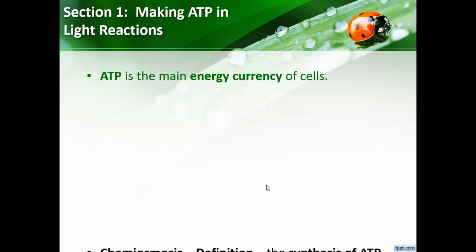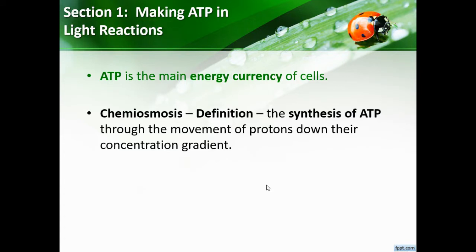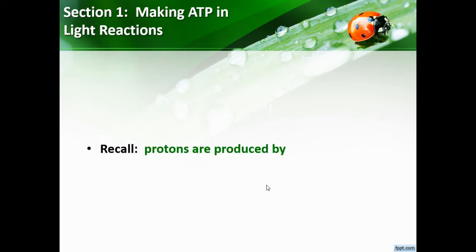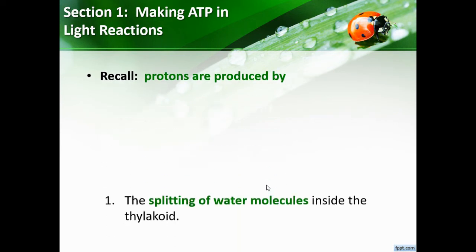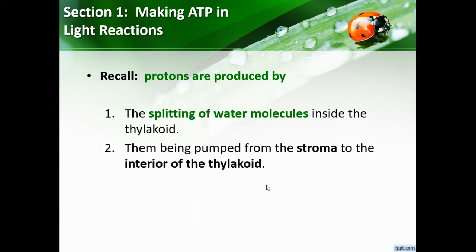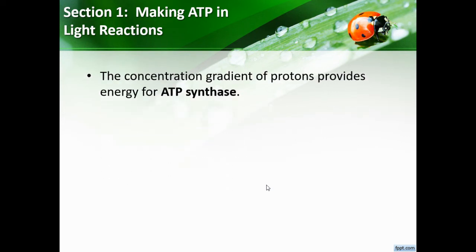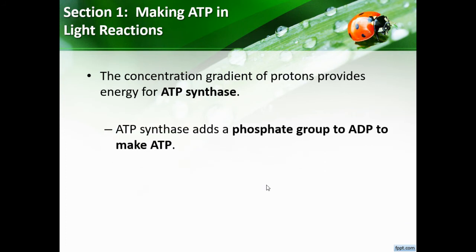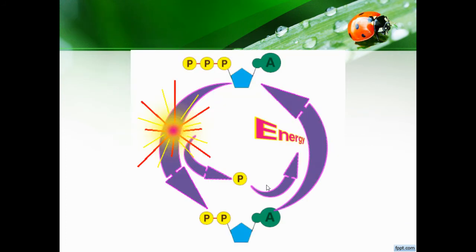ATP is the main energy currency of cells, and chemiosmosis, from our vocab, is the synthesis of ATP through the movement of protons down the concentration gradient. Now recall that protons are produced by splitting water molecules inside of the thylakoid, and then they're going to be pumped from the stroma to the interior of the thylakoid. The concentration gradient of the protons is going to provide energy for ATP synthase. The synthase is going to add a phosphate to ADP, making it into ATP.